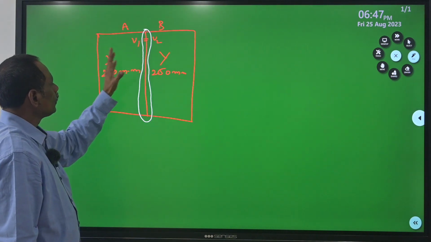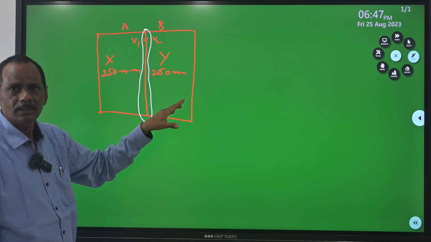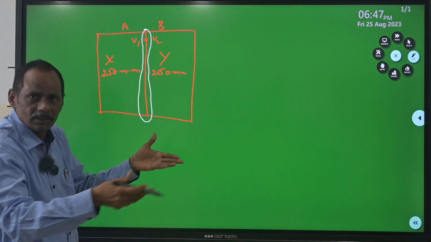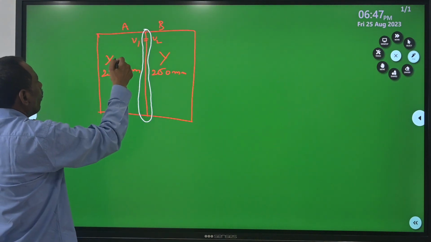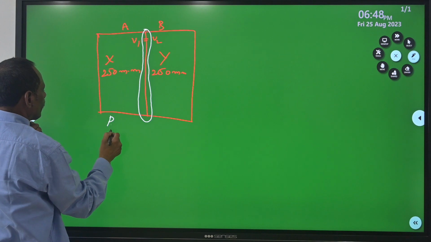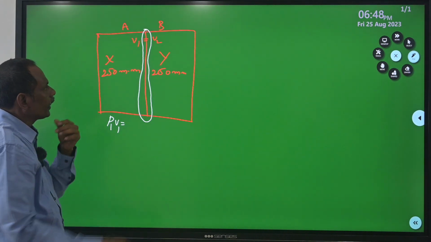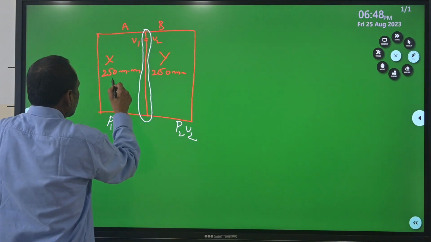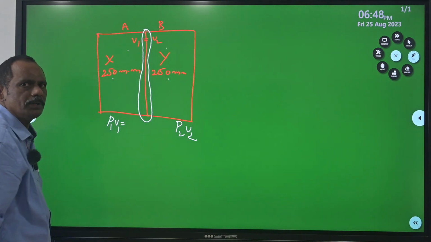Before, the two volumes are equal and the two pressures are equal. What will happen if the partition is removed? Then the two gases will mix together. Before, it is P1 V1. You know that the product PV is constant. Here it is P2 V2. Here P1 is equal to P2, V1 is equal to V2, so P1 V1 is equal to P2 V2.